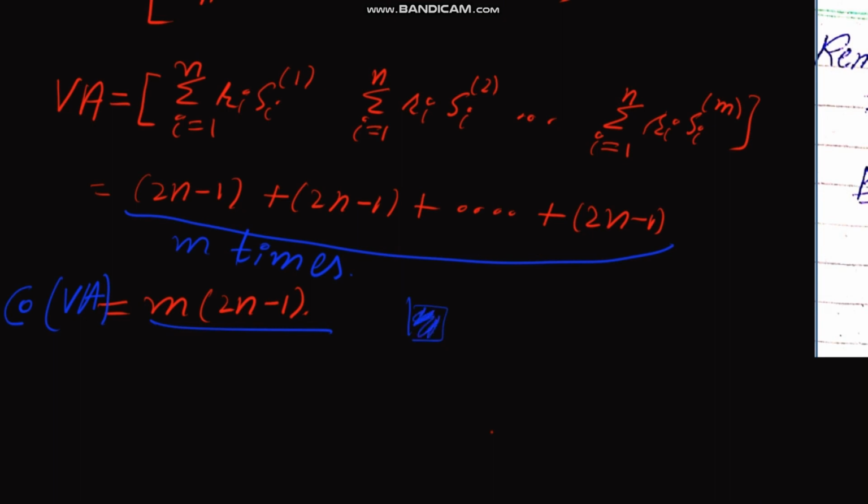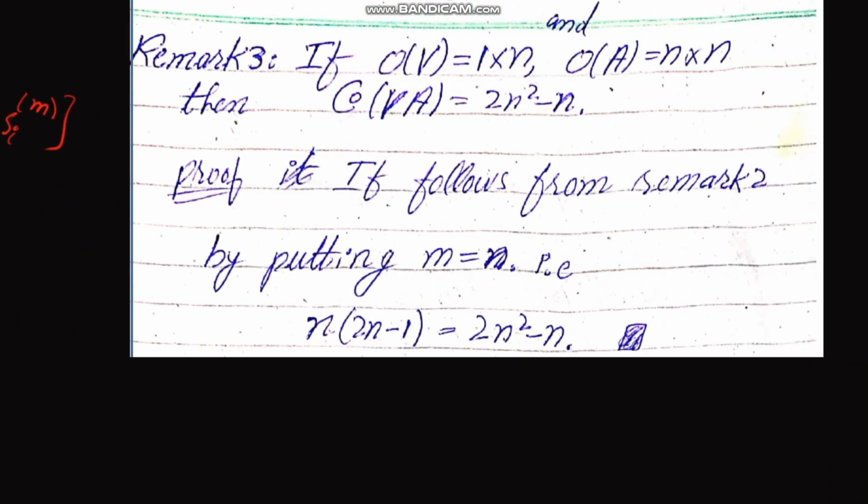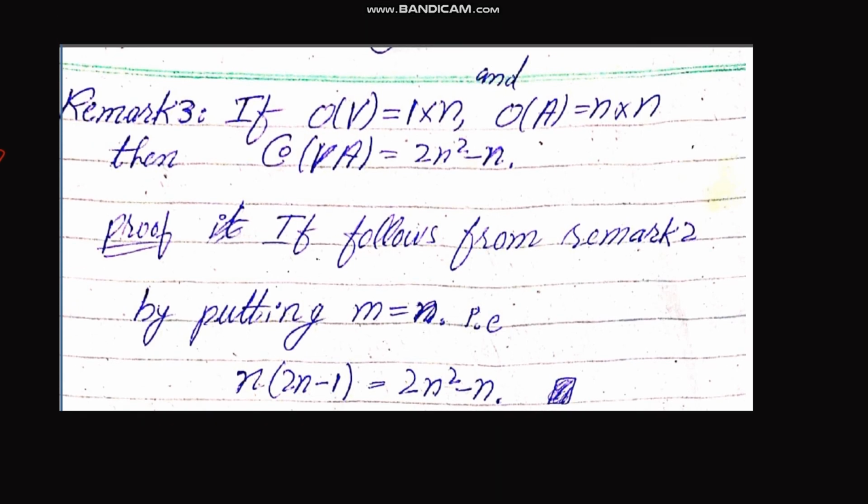Now there is also another remark that we need to prove. It's quite easy, I think. I don't need to prove it. Remark 3 says that if the order of vector V is 1 by n, and the order of matrix A is n by n, that means if we have a square matrix, then the cost of vA is 2n squared minus n. It basically follows from remark 2 by putting m equal to n. When you put m equal to n, in place of m we put n. When you multiply, you will get your result. So you have proved it.